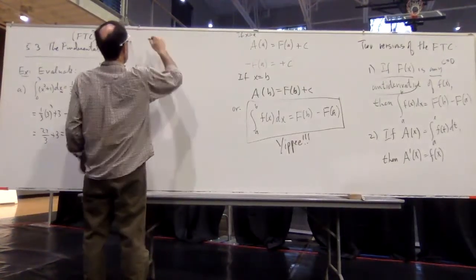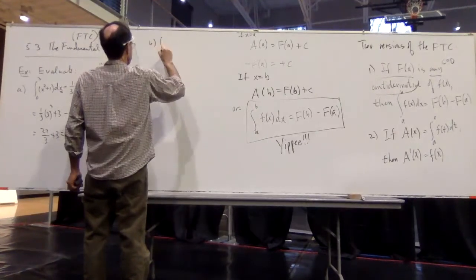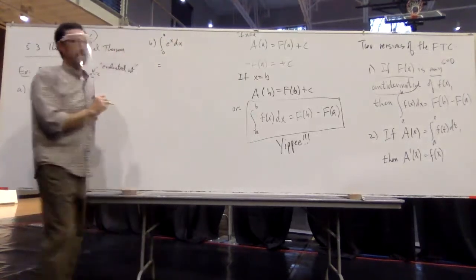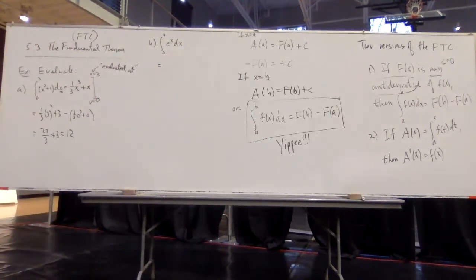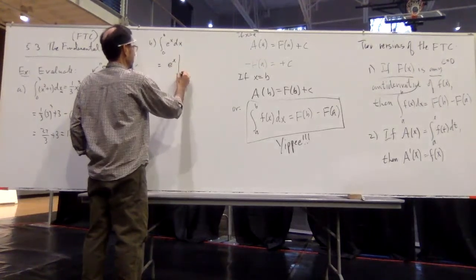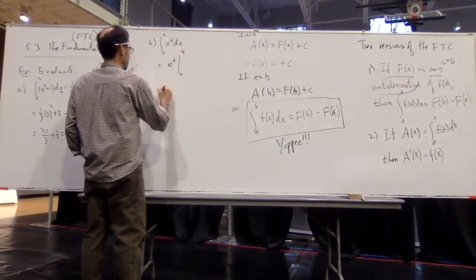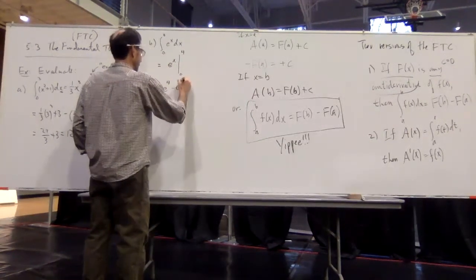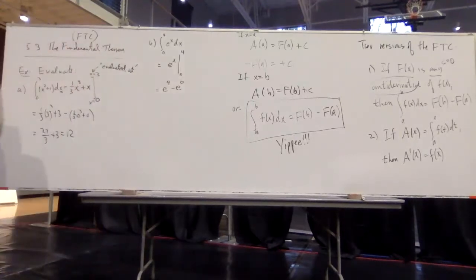Part B, the integral from 0 to 4 of e to the x dx. Anybody know an antiderivative? E to the x. And then we draw our bar, and then we put the values. Now, something interesting happens here, we need to be careful. So plug in 4, I plug in 0, subtract.